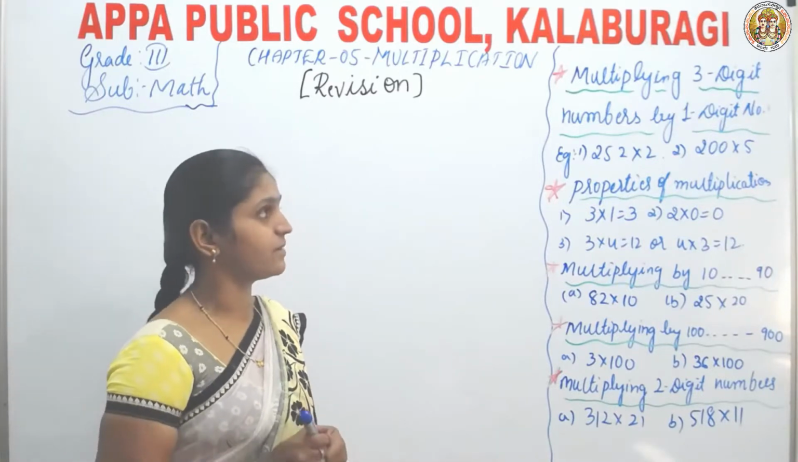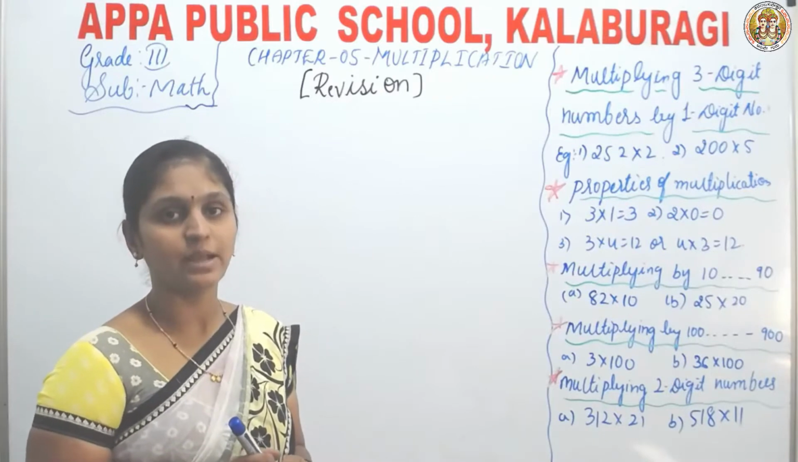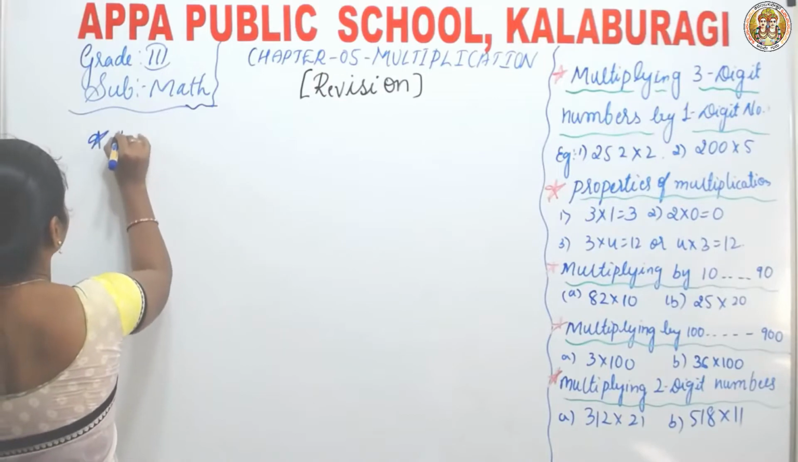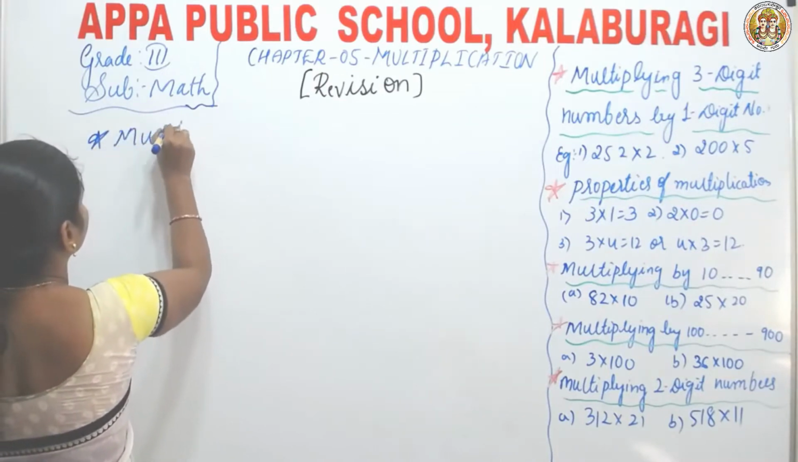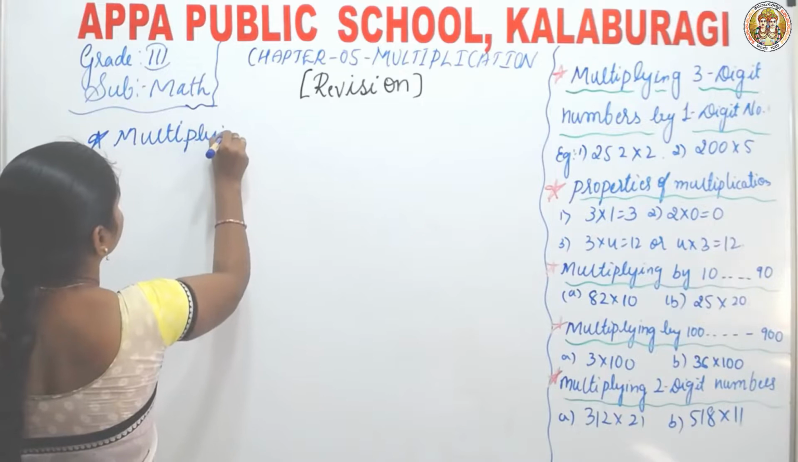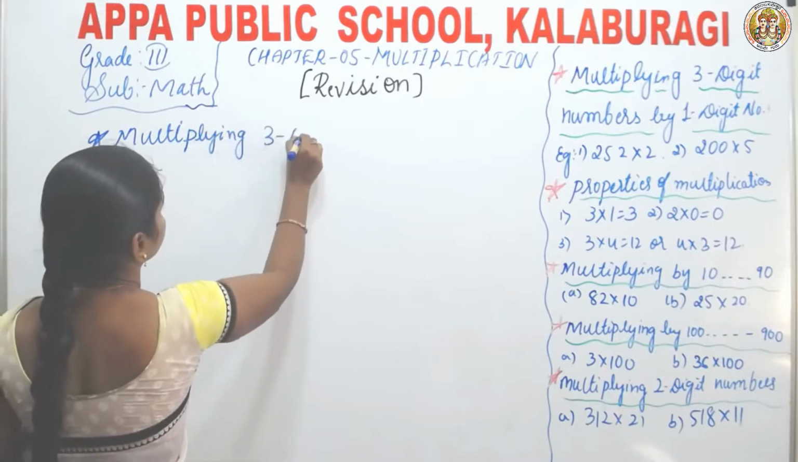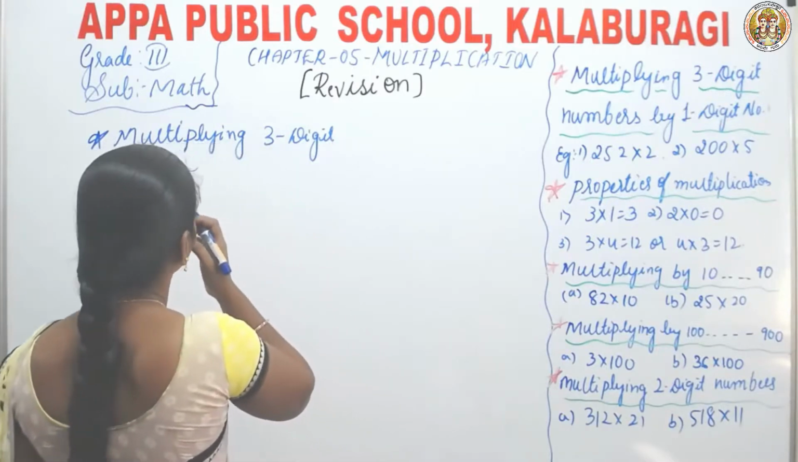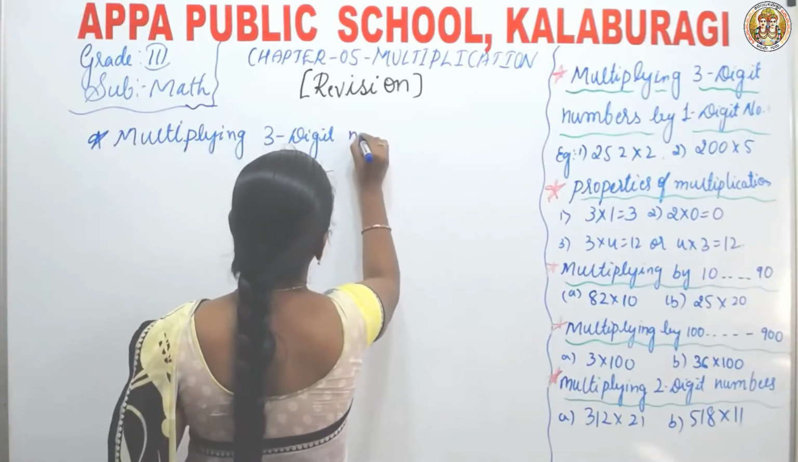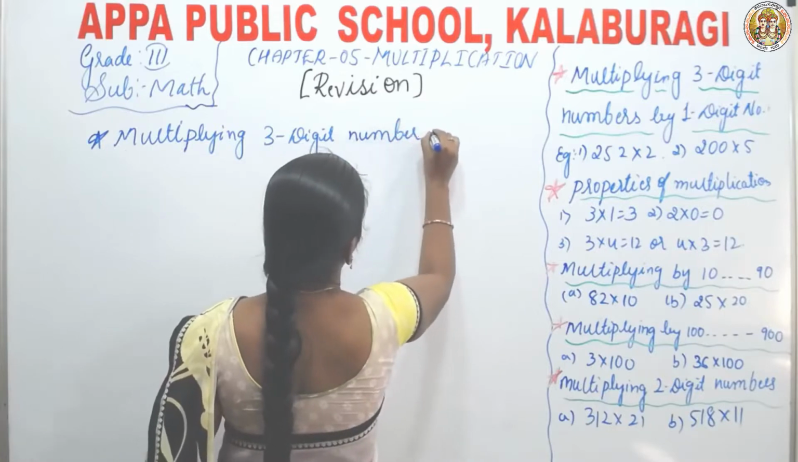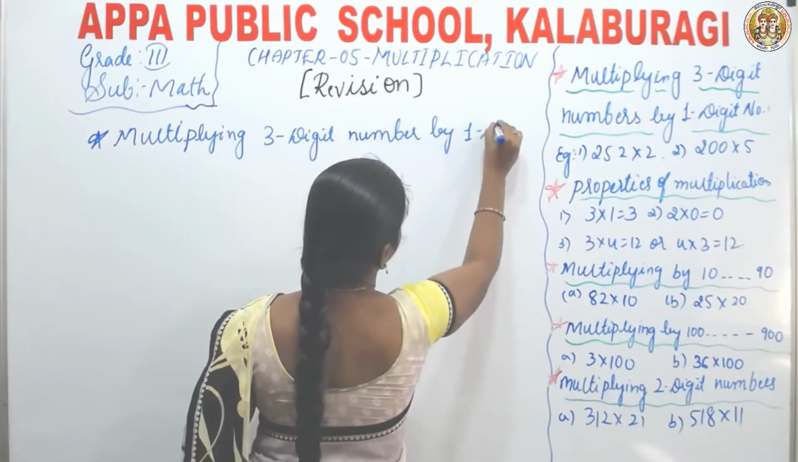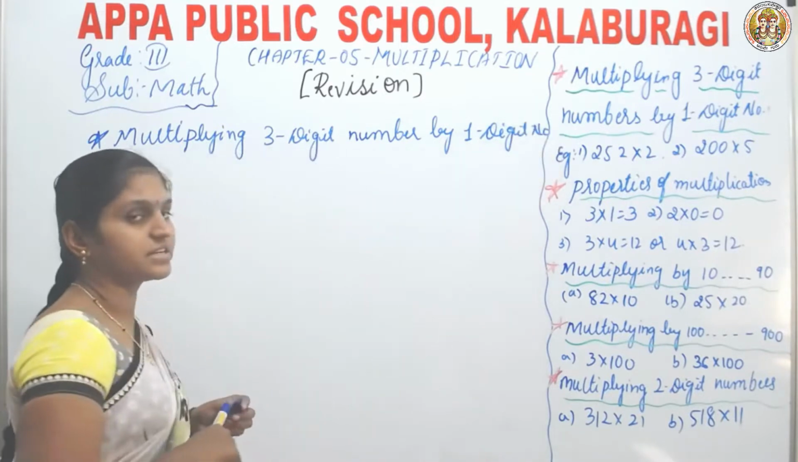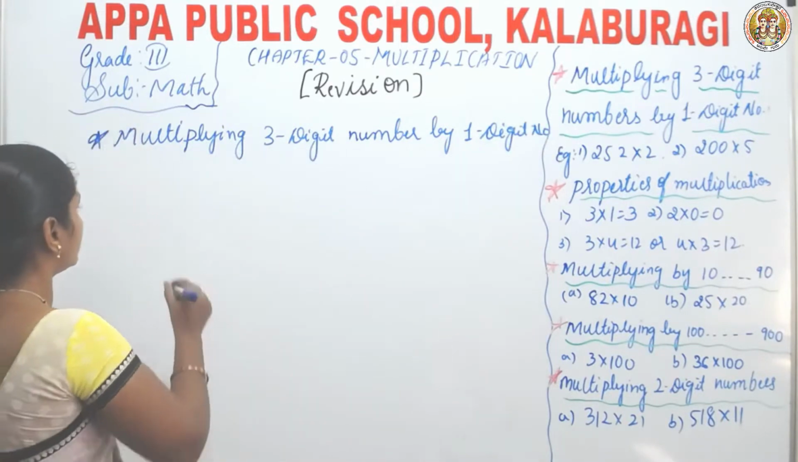What is the first concept? Multiplying 3-digit number by 1-digit number. So what is a 3-digit number? The number having 3 digits.